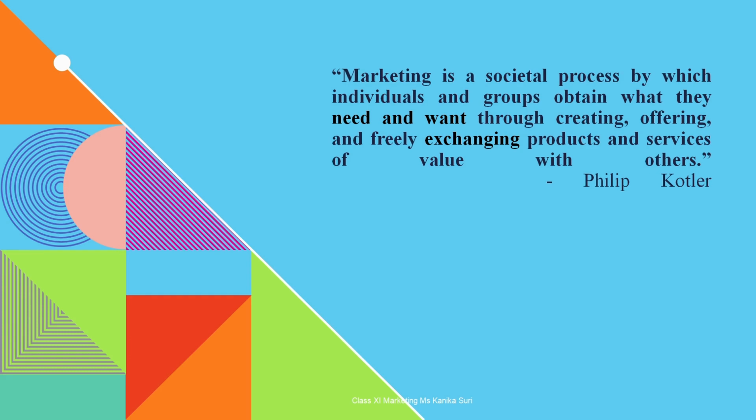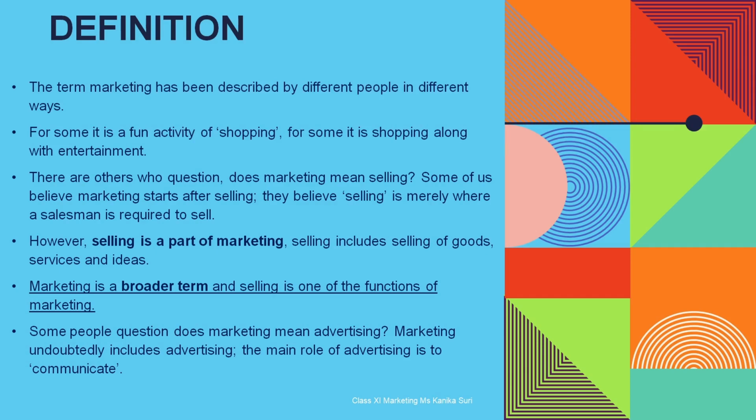Marketing is a societal process by which individuals and groups obtain what they need and want through creating, offering, and freely exchanging products and services of value with others. It is very important that the student writes at least one definition while answering the question. It enhances the quality of the answer that the student is writing. So this is a very good definition and it is very easy to understand and learn also. Now, let's move on to other definitions also.